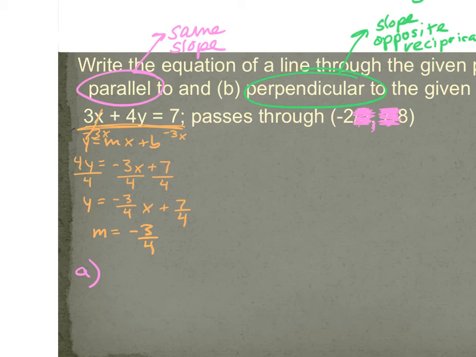So for our equation of the line that's parallel to this line, what's our slope going to be? Negative 3/4. It's going to have the same slope. Do you guys want to put our equation in slope-intercept form or point-slope form? You can pick. Slope-intercept. All right, let's do slope-intercept form. So slope-intercept form is y is equal to mx plus b.